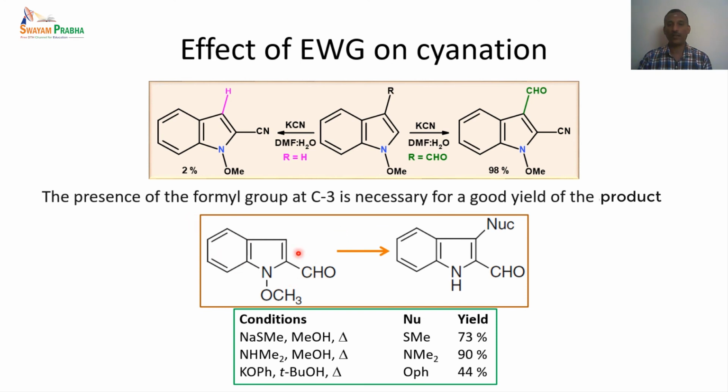And here again there are some examples where a formyl group is present, and we get around 70 to 90% yield here. Various nucleophiles can be introduced into the indole unit. When there is a formyl group present, which is an electron withdrawing group, it activates the indole ring for the nucleophilic substitution reaction.